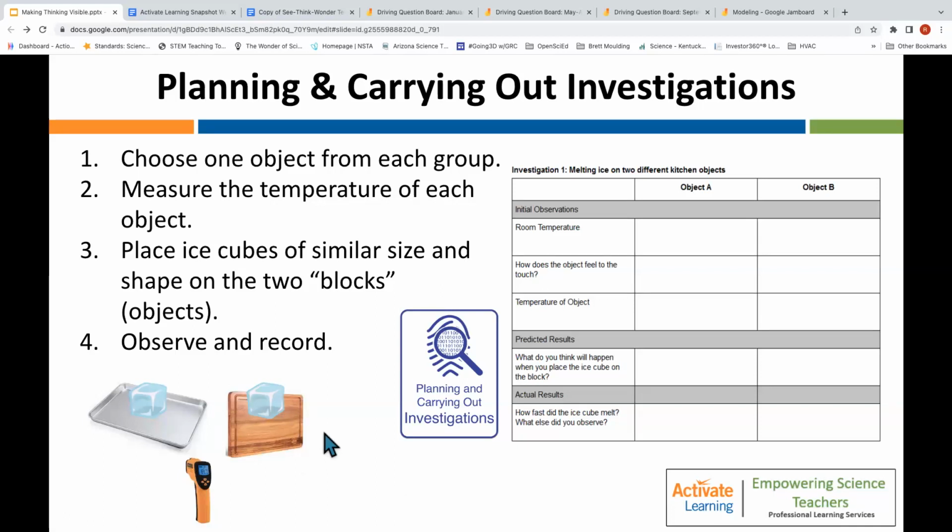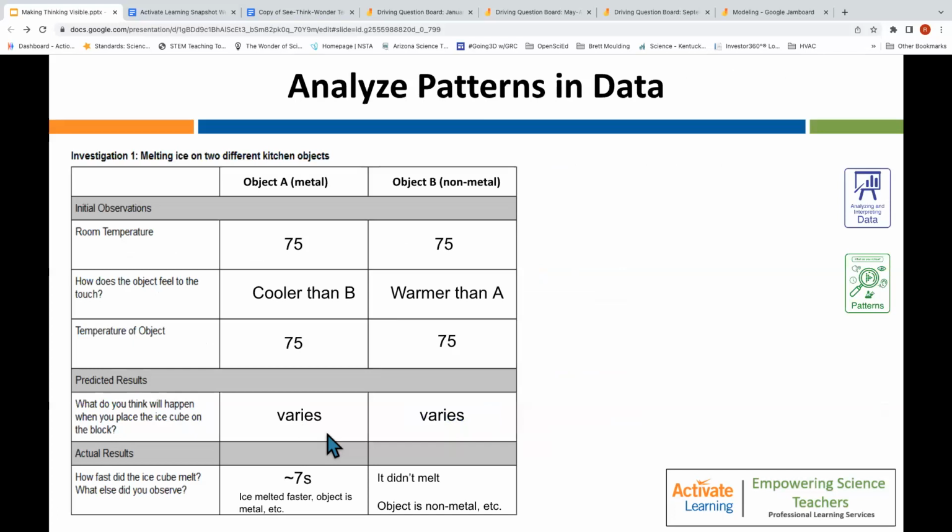So we took those questions and we planned and carried out an investigation. And here are the answers. Really, this is the information we gathered. Here's our data. And this is actually something I did with a group of teachers the other day. So here we go. We've got group A's, which you all noticed were metals versus non-metals. The room temperature is the same.